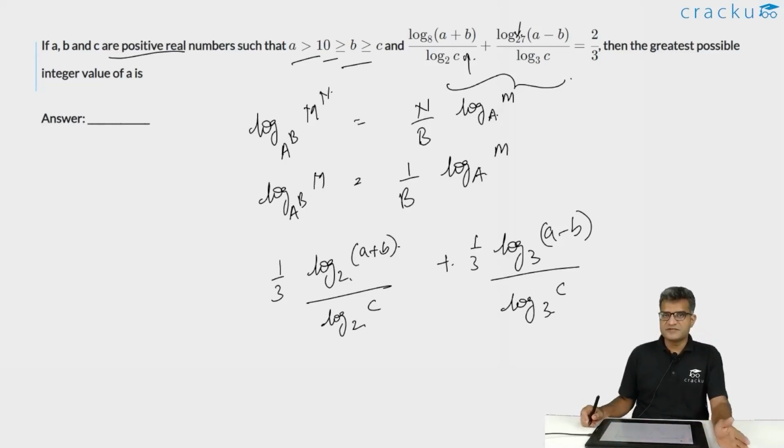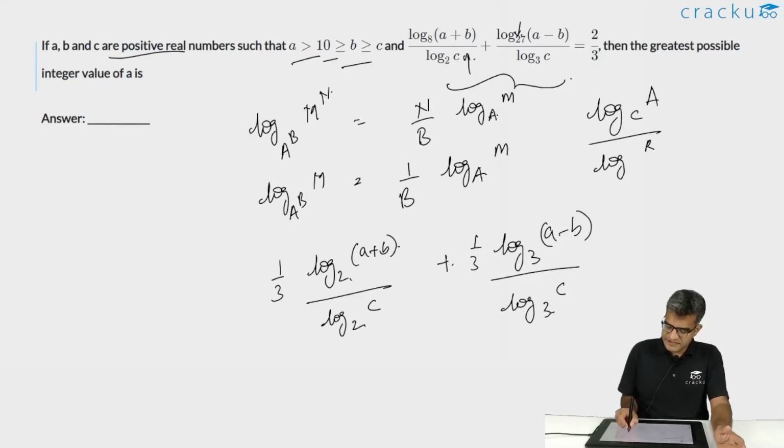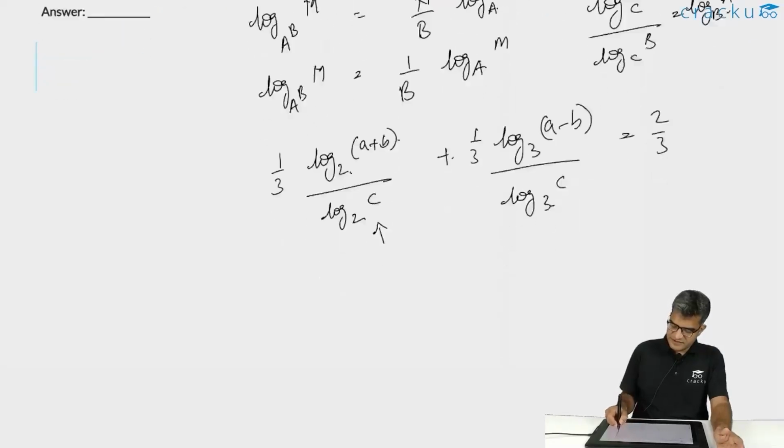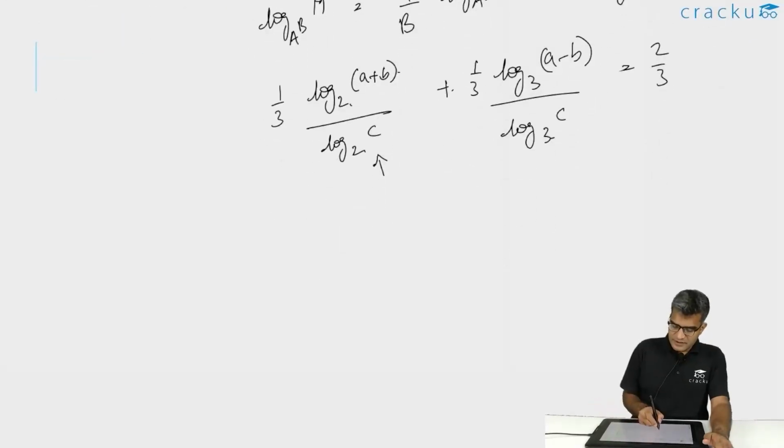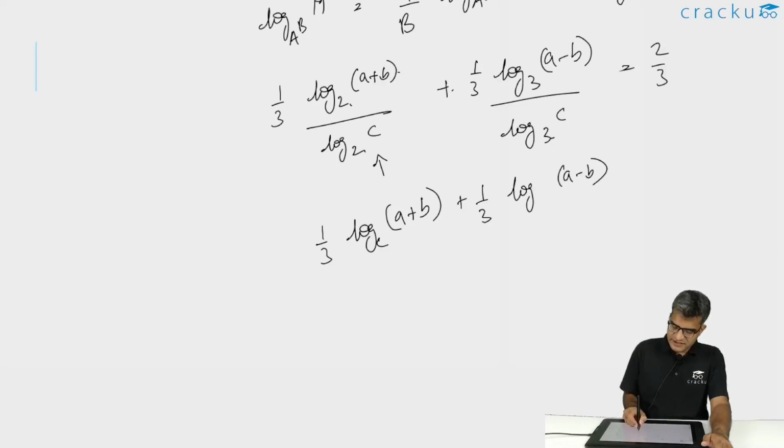Another formula that we'll use in this particular equation is log of a to the base c divided by log of b to the base c is simply equal to log of a to the base b. So over here, this is equal to 2 by 3 from the given expression. So this can be simplified to equal 1 by 3 into log of a plus b to the base c plus 1 by 3 into log of a minus b to the base c is equal to 2 by 3.